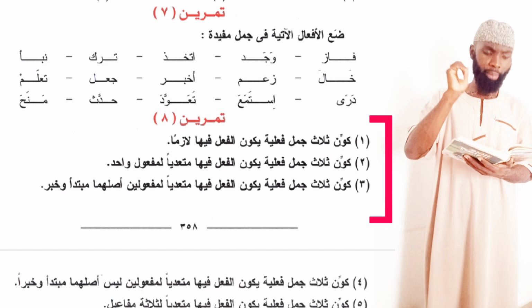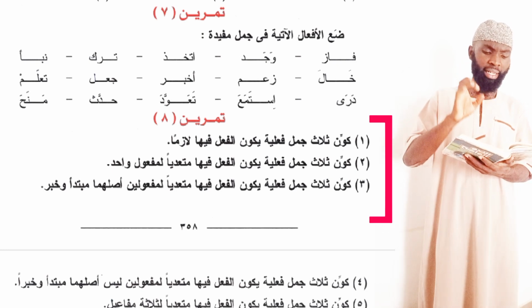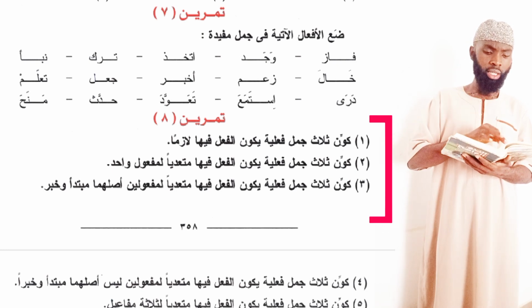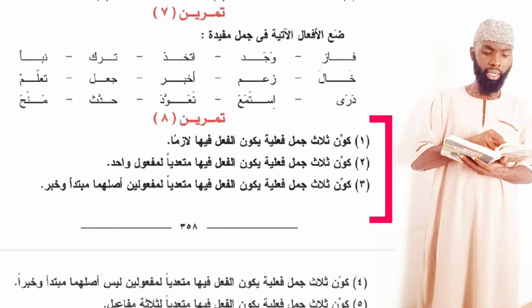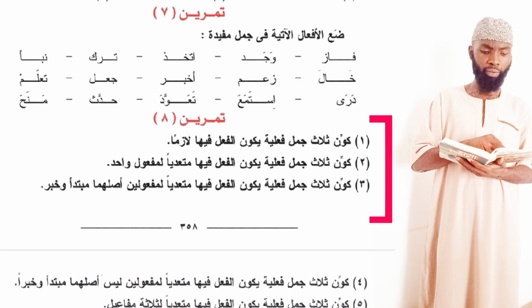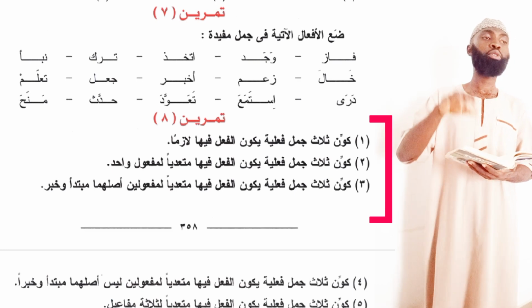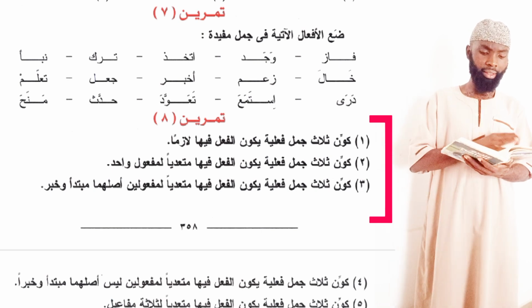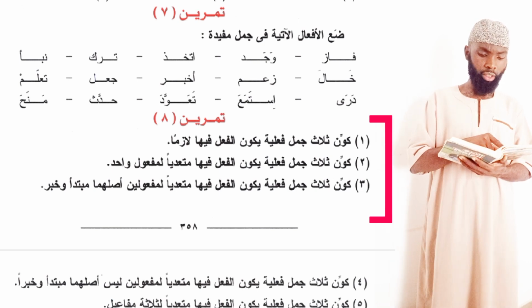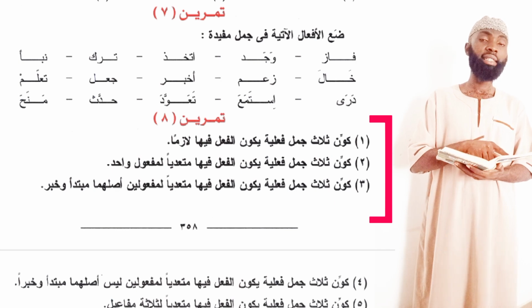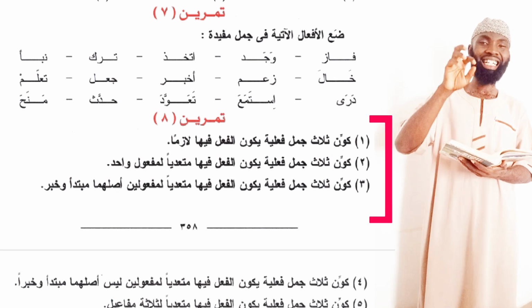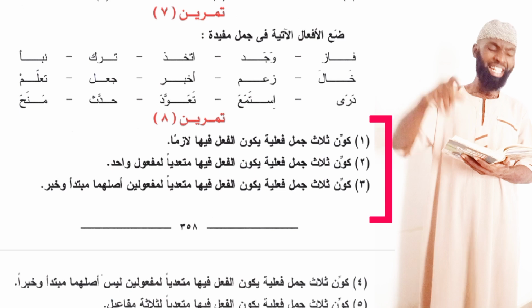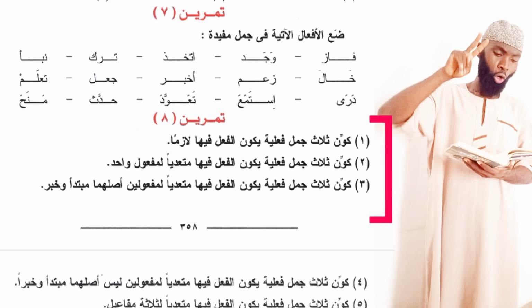Form 3 verbal sentences also, and make the verb there لمفعول واحد, يكون الفعل فيها لمفعول واحد. The verb should be acting on one single object. Stop it. Number 3, the same thing. You have to form 3 sentences, and these sentences should have a verb which is muta'addi, a transitive verb extending its action to 2 objects.